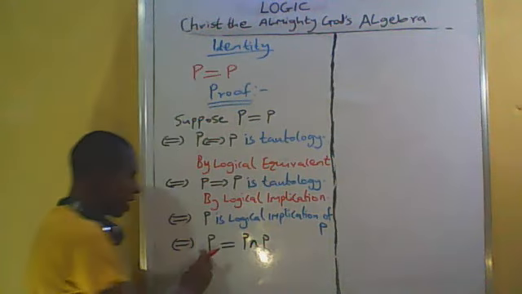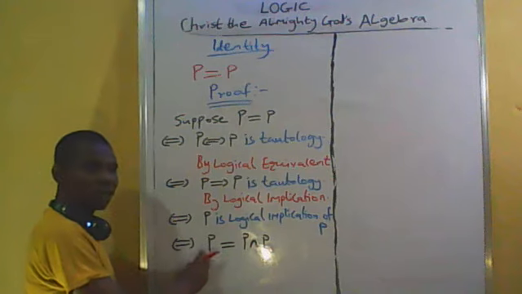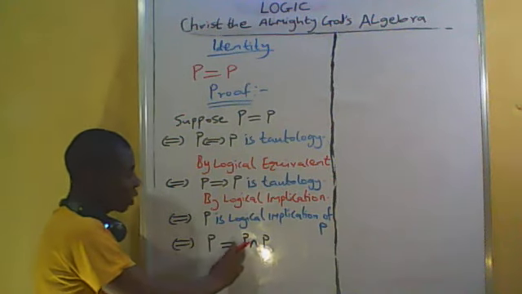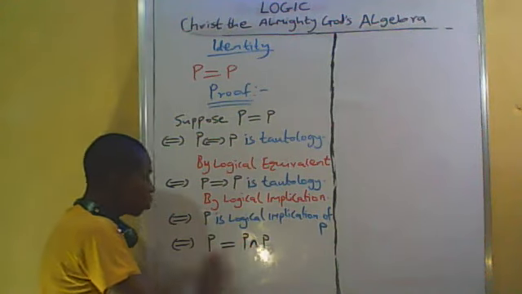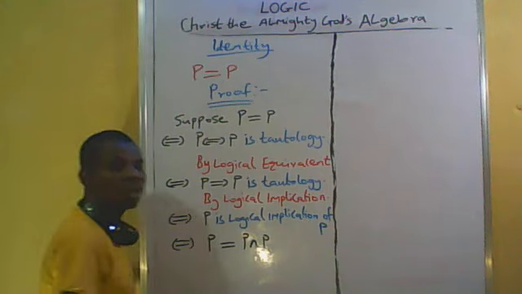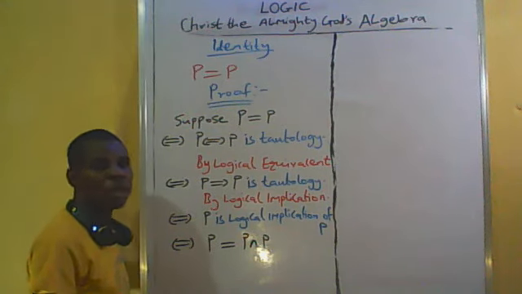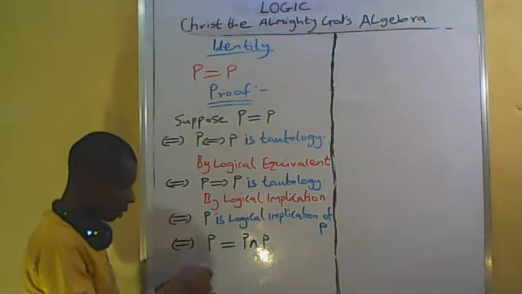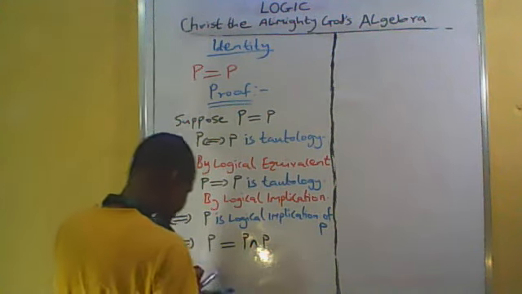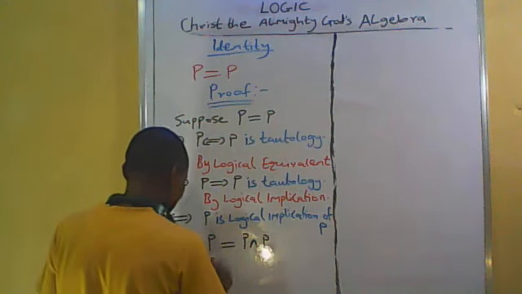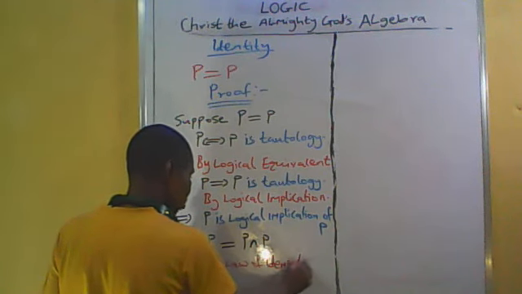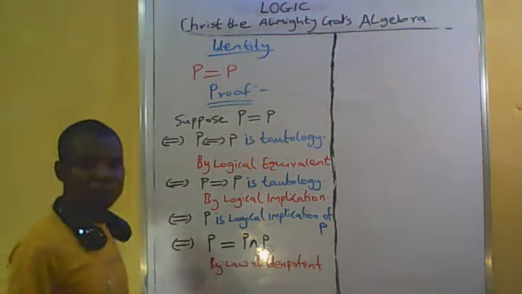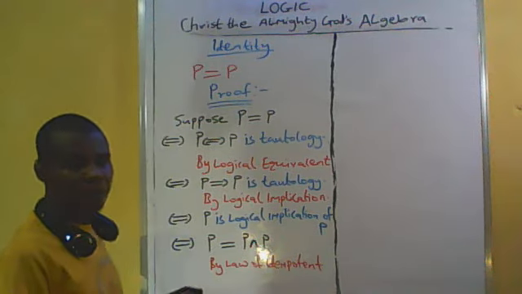So it is true because whenever this P is true, this P and P is also true. Whenever this P and P is false, this P is also false. It's a logical equivalence. So it is true that P is equal to P and P, being justified by the law of idempotent.